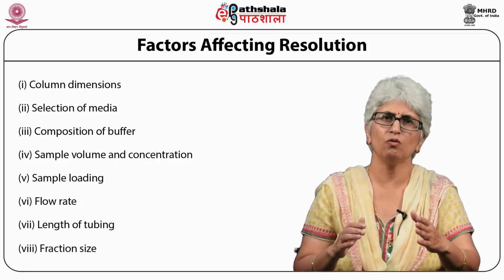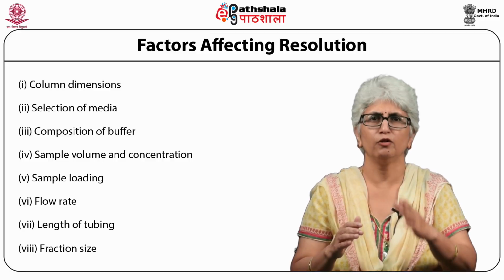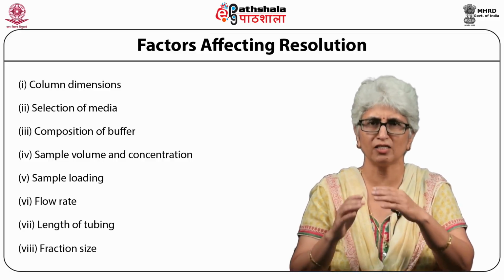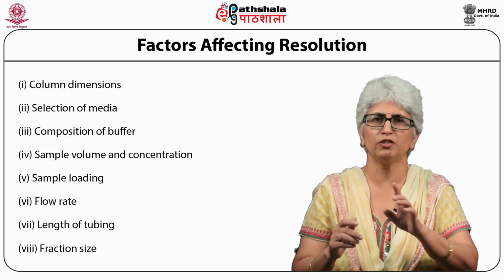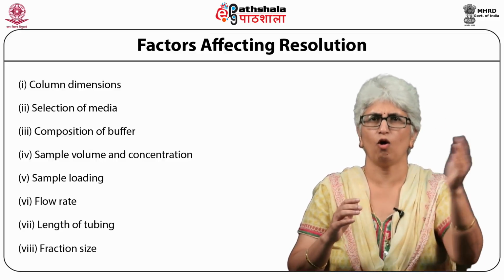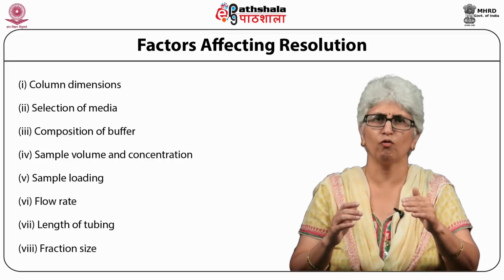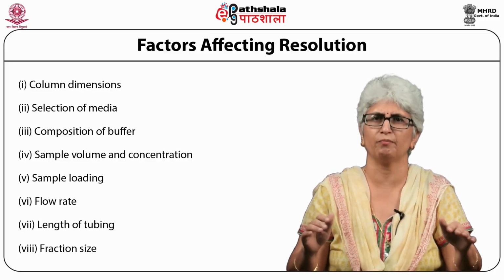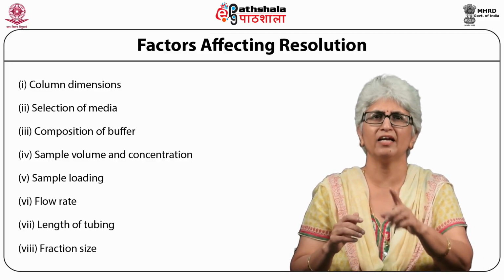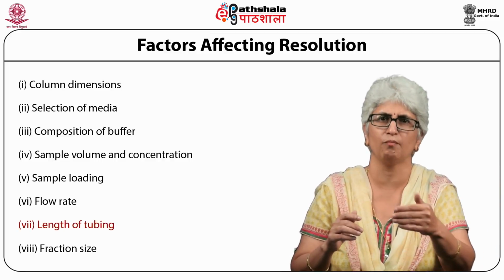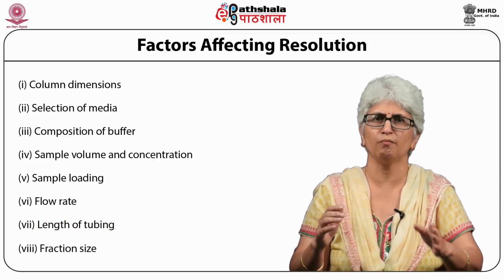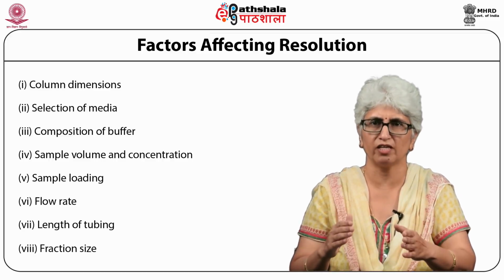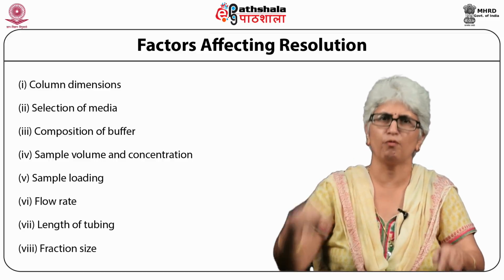Flow rate is also an important factor. Elution in gel filtration is done isocratically using a single buffer system. Flow rate should not be very high or very low. A high flow rate will lead to poor separation because the analyte will not get sufficient time to travel through the pores, while a slow flow rate may lead to diffusion of the sample causing band broadening.